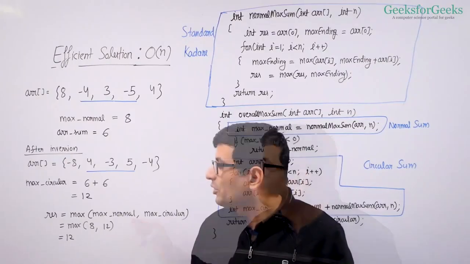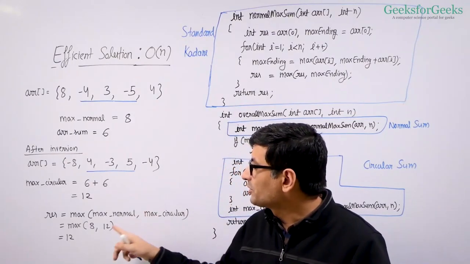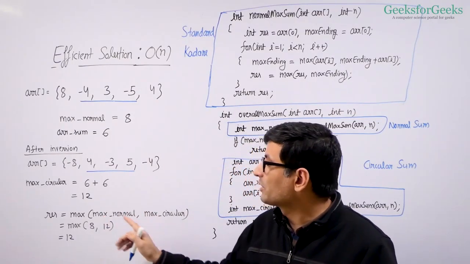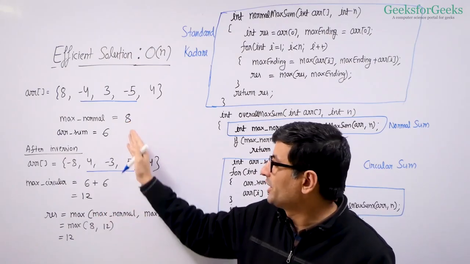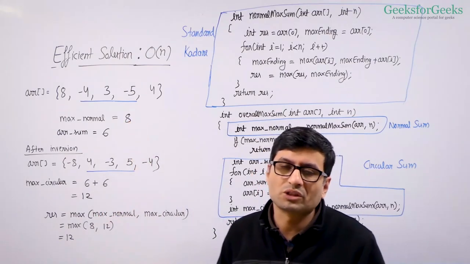So at the end, you return the maximum of two values, max normal and max circular, which is 8 and 12. The maximum of 8 and 12 is 12, and 12 is our result.